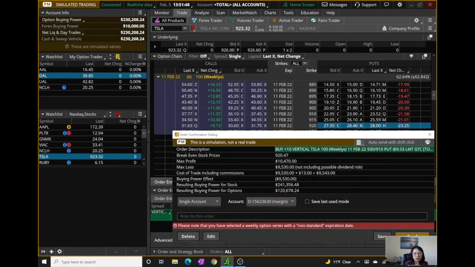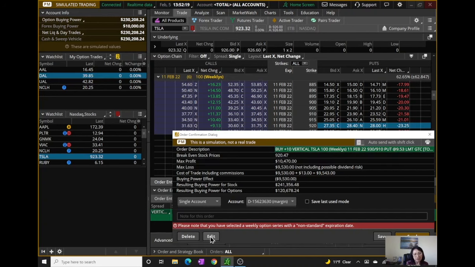Okay, so 920.47 and max loss is 9,530. Cost of trade is 9,543 because you add the $13 for the commission. And the max profit is 10,470 here. So 923 is current market, 920.47 or below, you're going to start making money.